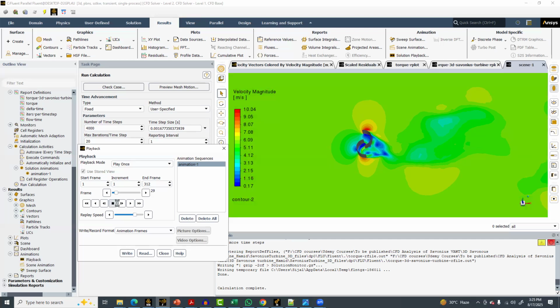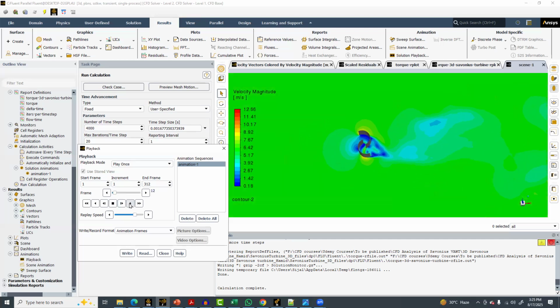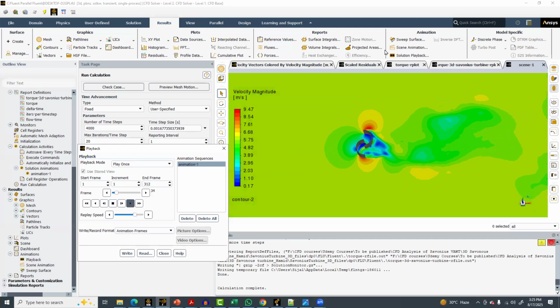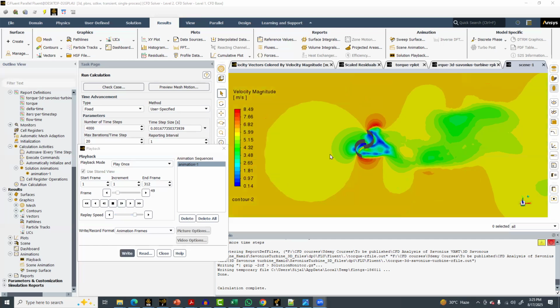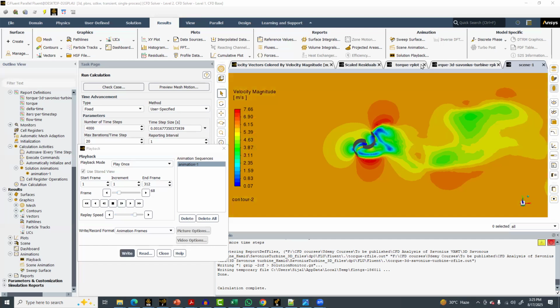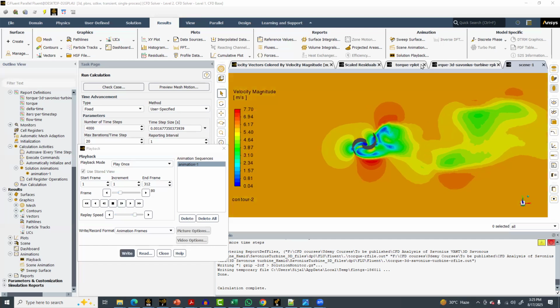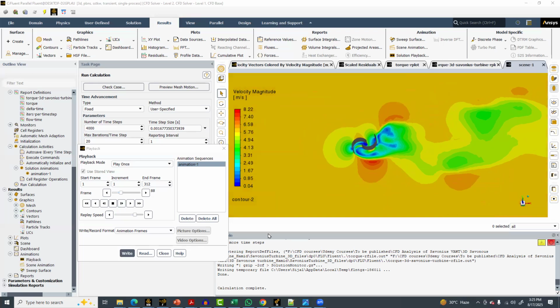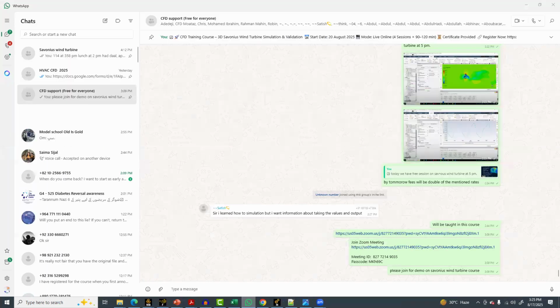Okay. If you increase the speed, then it will look like this. Any questions? So, Sama, any questions? And did you find it useful or not? I think it is very useful, Cyril.